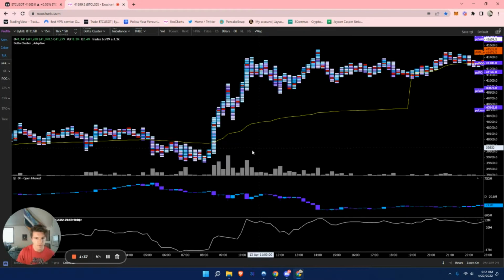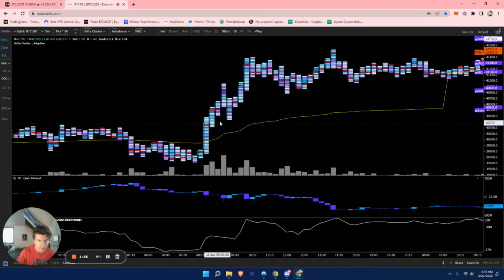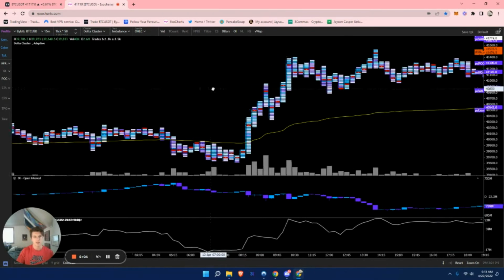Next thing you want to look for is volume. Volume, again, is the number of contracts transacted between buyers and sellers as a whole. It is different from open interest. With this too is price. As you can see right here, this is price. It is a delta cluster, but think of it right now as your normal candlestick pattern.